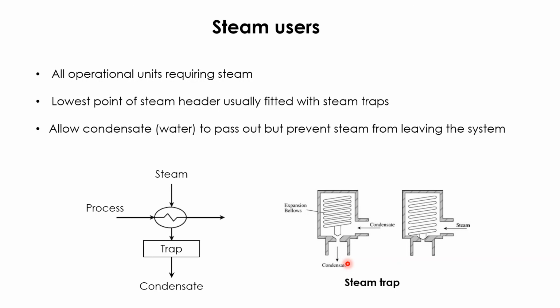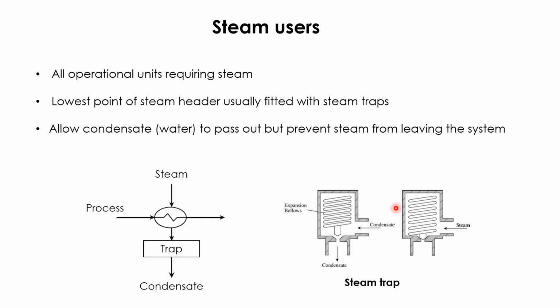The last component of the steam system is steam users. So what are those users? The users are basically all operational units requiring steam. Some of the important remarks for the steam users is that the lowest point of the steam heater is usually fitted with a steam trap, this guy.